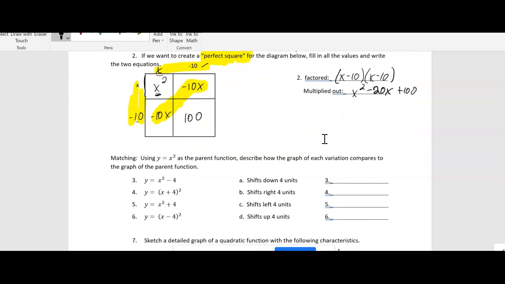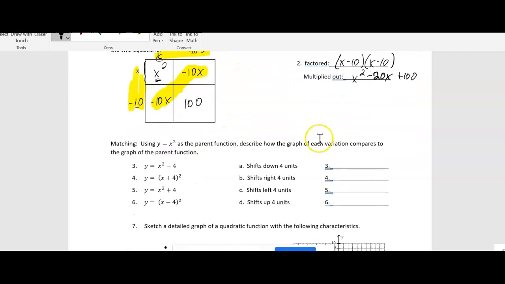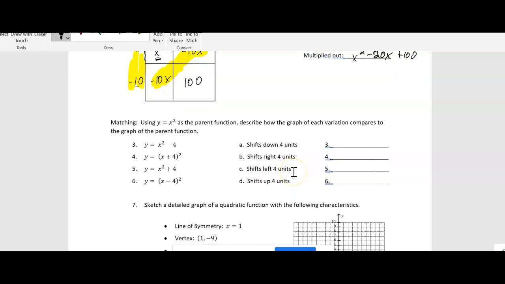All right. Real quick, match those up. See what you remember of this. If this was our parent function, y equals x squared, how did we know if we're moving down, right, left, or up? And then just do a quick little matching here.